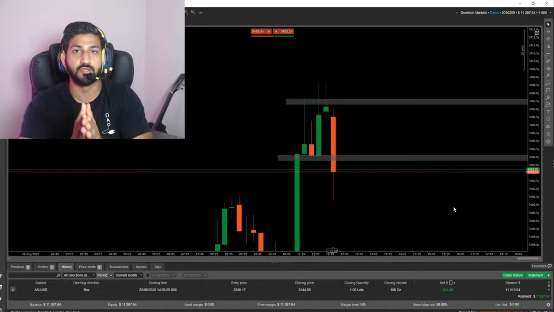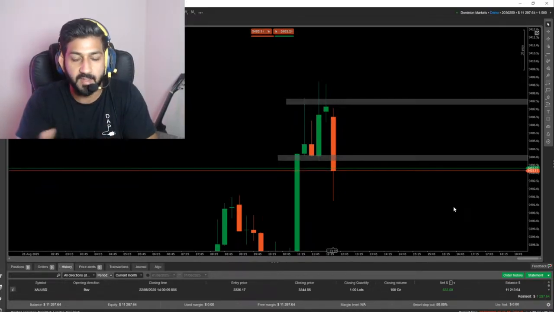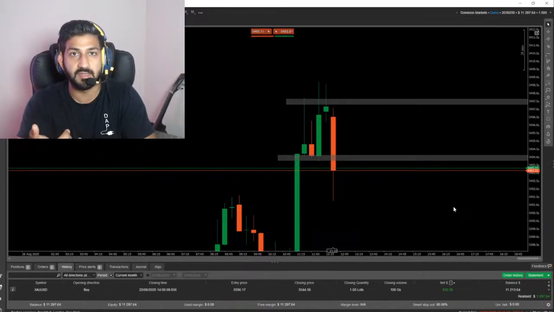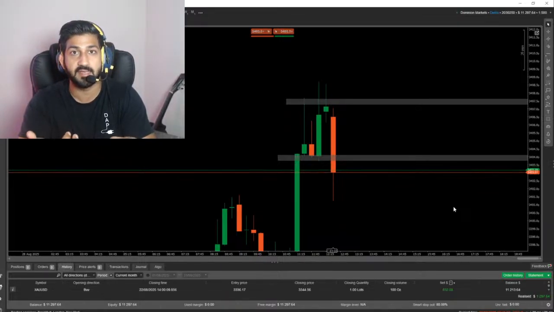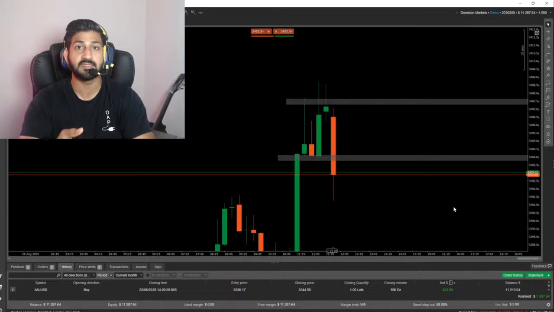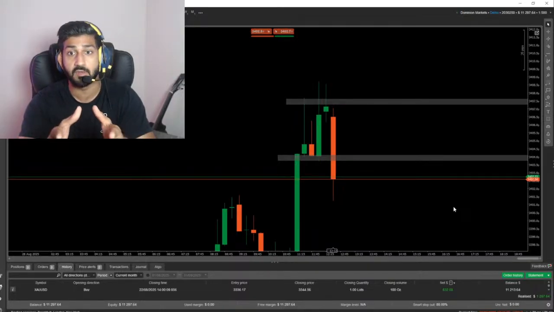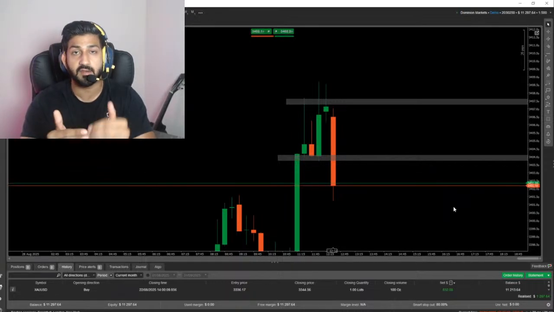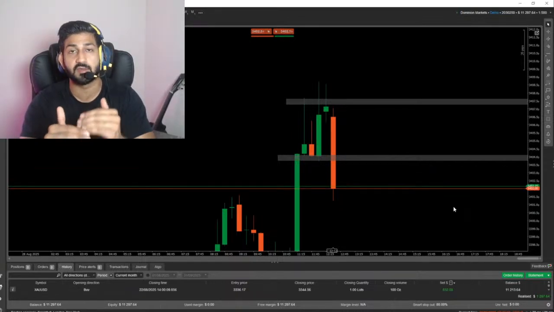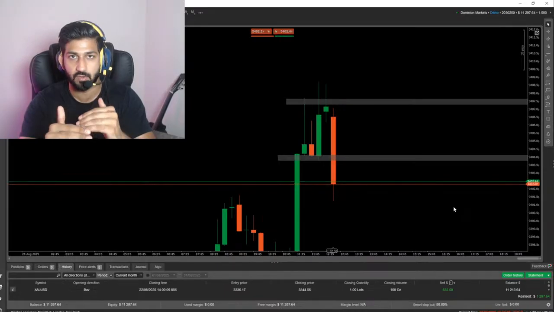So I'm going to explain to you what is spread in trading. Spread is the difference between the asking price and the current price. Asking price is the highest amount a trader is willing to pay to execute a trade. The difference between the current price and the asking price is what's called spread.